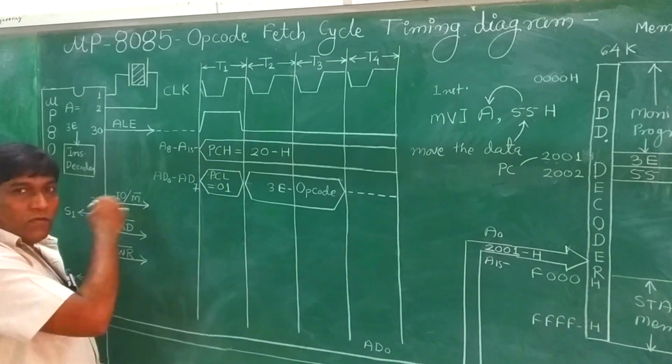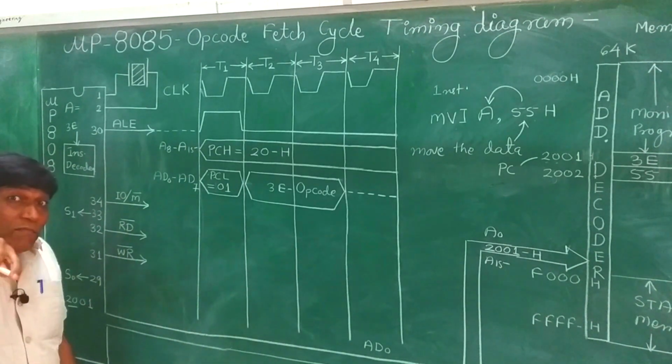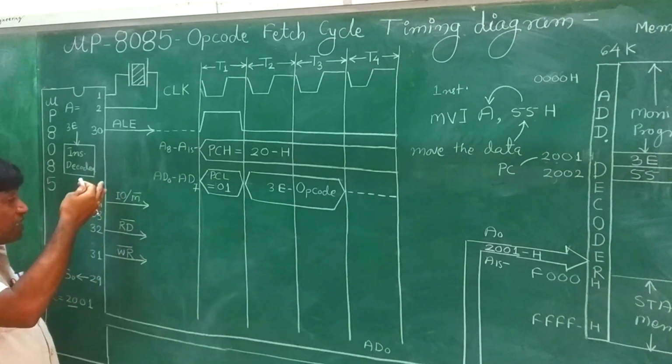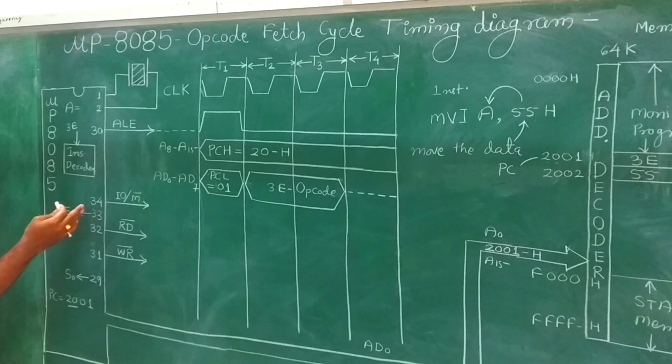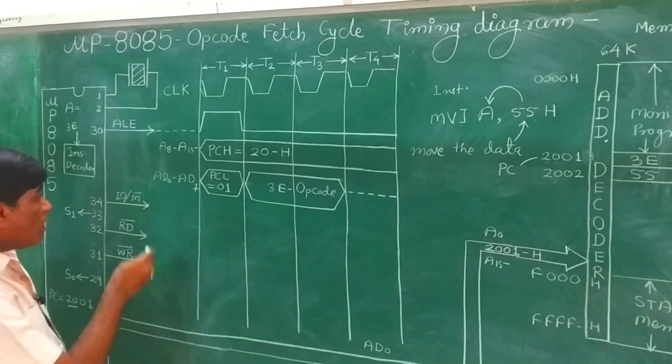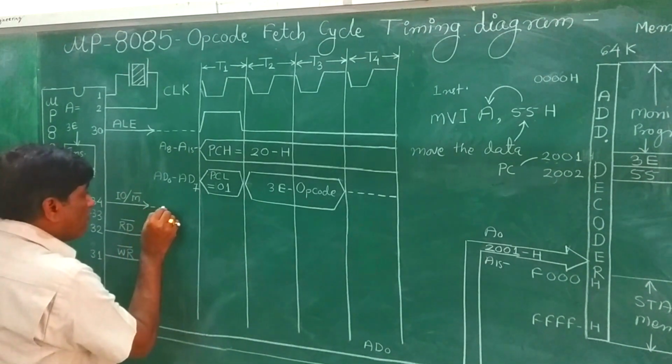And now we are moving ahead. When will it be transferred? During T2 and T3, when these control signals are generated from pins number 34, 32, 31. These are the different control signals for IO/M bar, read bar, write bar, as we have elaborated several times. Now we'll see the status of these control signals. So what will be the status of IO/M bar?